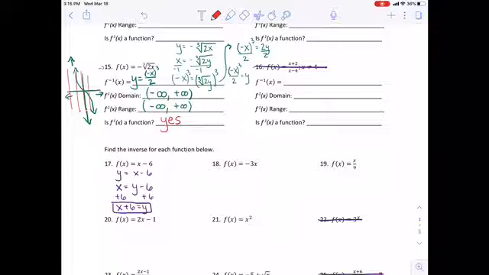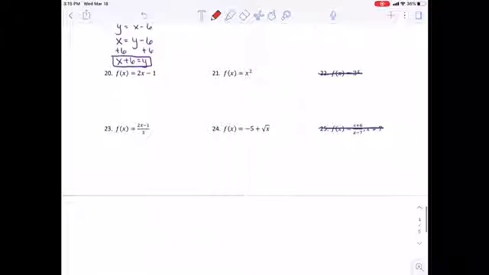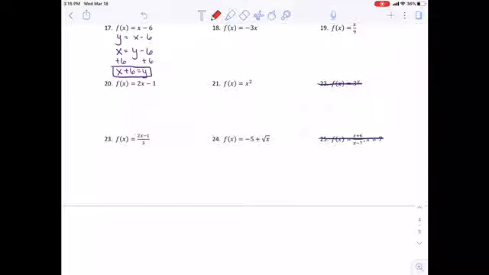The next one I'd like to talk about is number 21. Go ahead and look at problem 21. Once again, I'm going to rewrite this as y equals x squared. Now think about, how can I undo a second power? Well, to get rid of a power, I use a root. So I'm just going to go ahead and square root both sides of this equation.